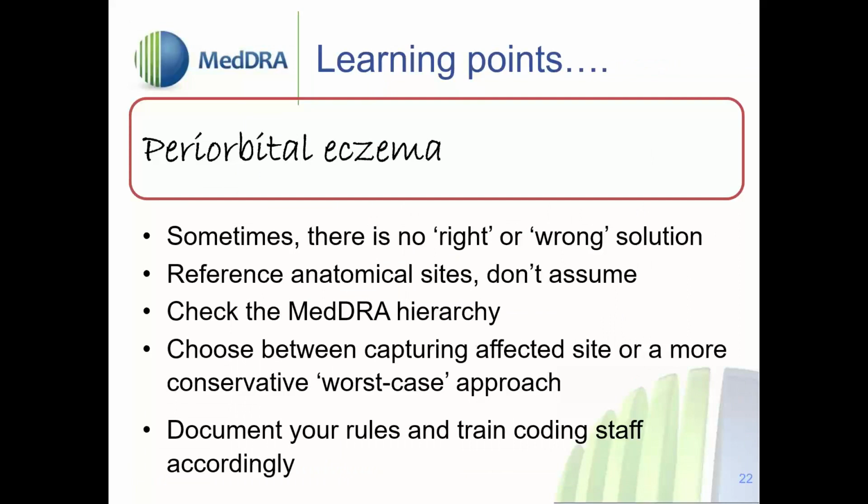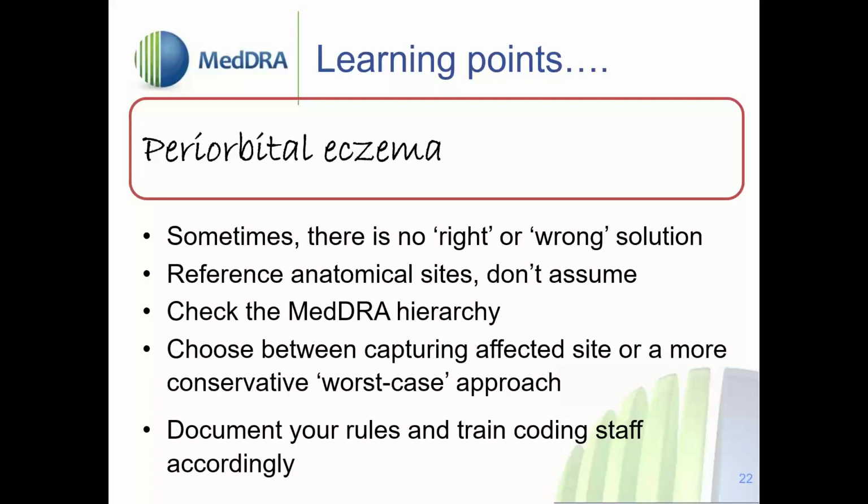Sometimes, as Jane mentioned during the introduction, there is no right or wrong solution. So you have to reference the anatomical site. You should not assume. You should check the MedDRA hierarchy. But here you can either take a narrow approach and say, I take it as an eyelid eczema, or you take a more conservative, broader approach and go to facial eczema. Both are correct. But whatever you decide to do, document your rules and train your coding staff accordingly. These are the learning points from this example.